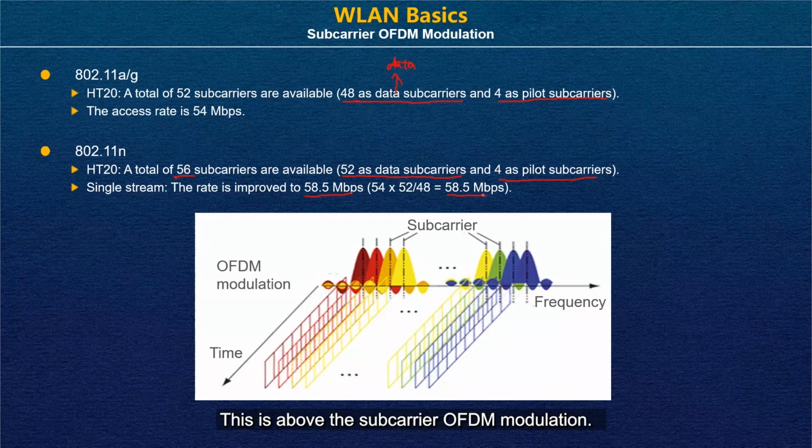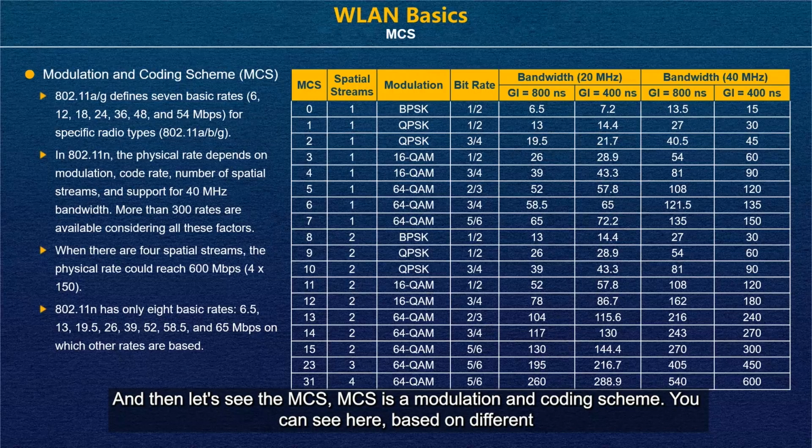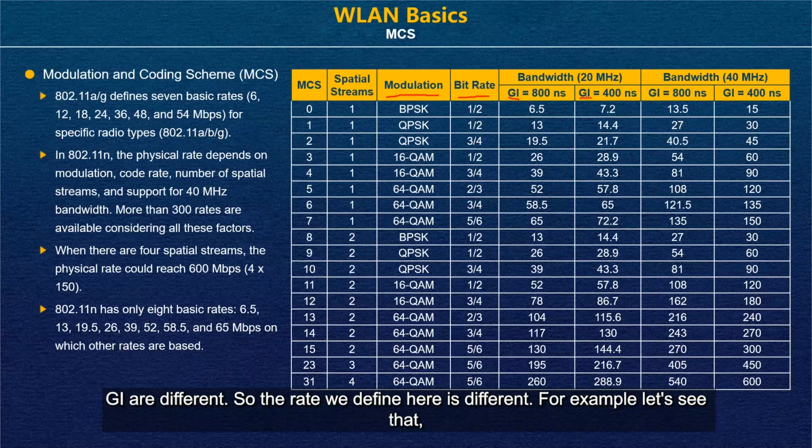Okay, this is about the subcarrier OFDM modulation. And then let's see the MCS. MCS is a modulation and coding scheme. You can see here, based on different spatial streams, different types of modulation, bit rate, and the bandwidth, even the number of key is different. So the rate we can find here is different.